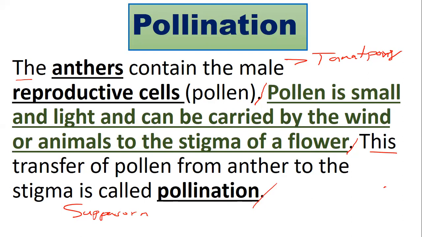Pollen is small and light and can be carried by the wind or animal to the stigma of a flower. Very good. Last one. This transfer of pollen from the anther to the stigma is called pollination. Okay. So again, the transfer of pollen from the anther to the stigma is called pollination.